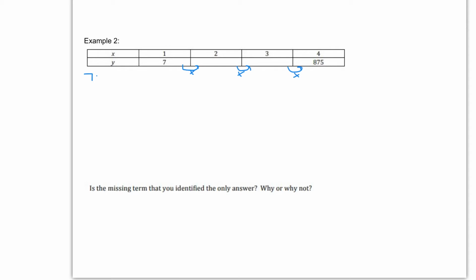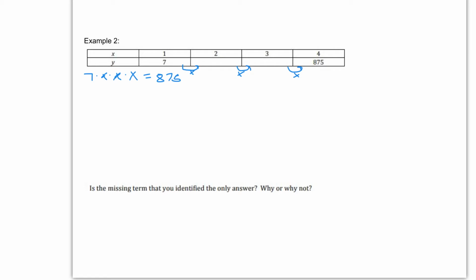So we can represent that as times x, and times x. So we have 3 jumps, or 3 times that we're multiplying, in order to get to that 875. So this is going to equal 875. Again, what we're looking at is that we need to multiply by the same number 3 times to get to 875, and we represent that with the 3 x's that we're multiplying here.